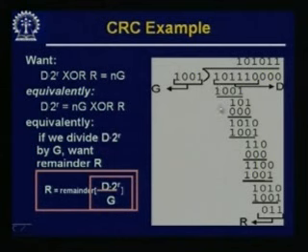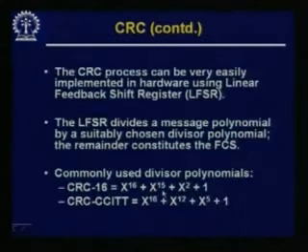So, the CRC process can be very easily implemented in hardware using LFSR, linear feedback shift register. The LFSR divides a message polynomial by a suitably chosen divisor polynomial. So, why polynomial? I will look at some of the polynomials. The remainder constitutes the FCS, which is added to the data bits. Commonly used divisor polynomials: CRC 16 is x to the power 16 plus x to the power 15 plus x to the power 2 plus 1. So, actually it is a 16-bit binary number.